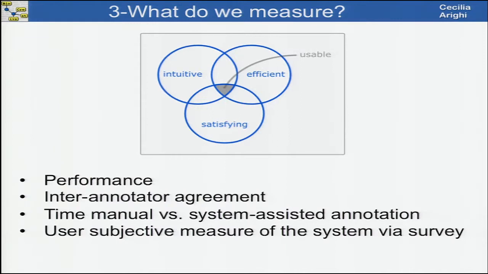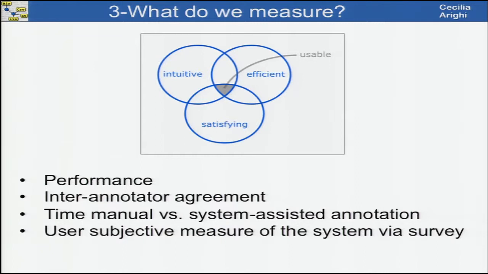So what do we measure? In this case, we want a system to be usable. We want it to be efficient. It has to be intuitive, and it has to be satisfying. We measure performance depending on the system and the task. Usually we use metrics like precision, recall and F-measure. We also look at inter-annotator agreement.